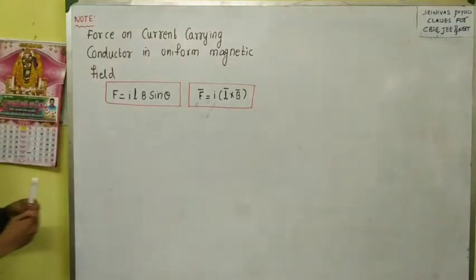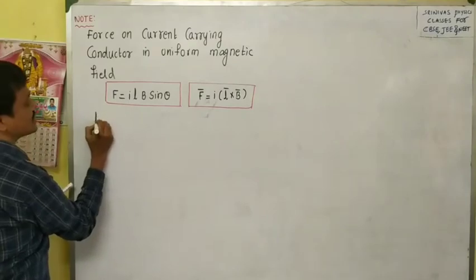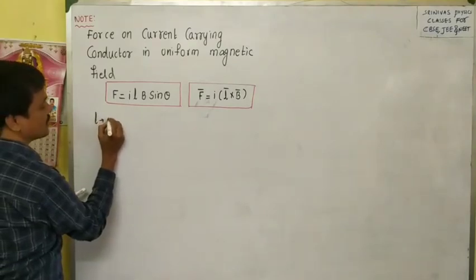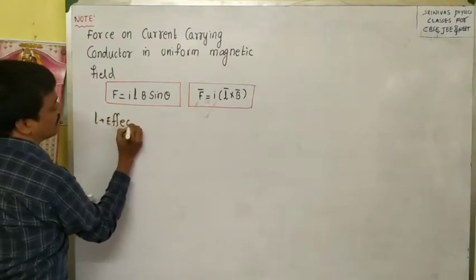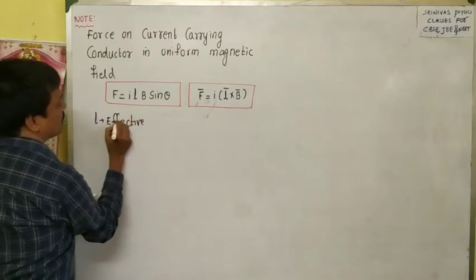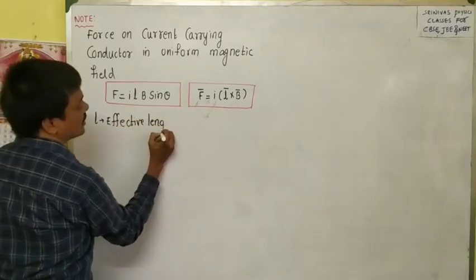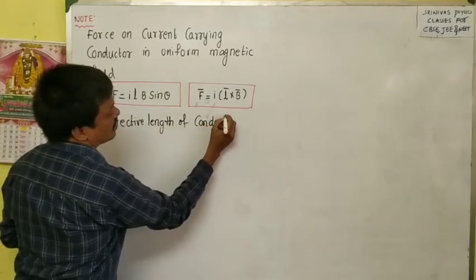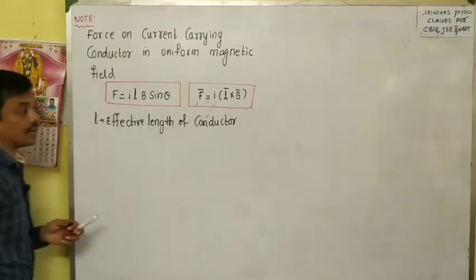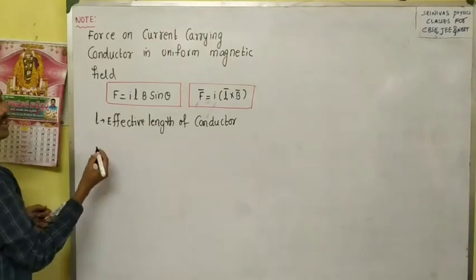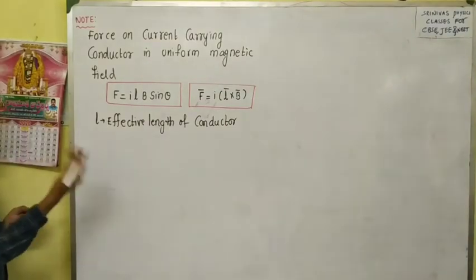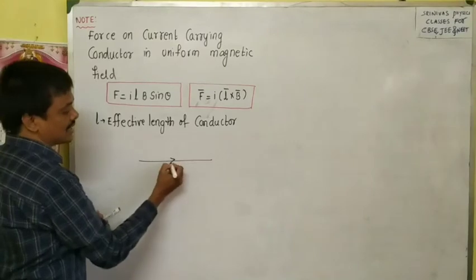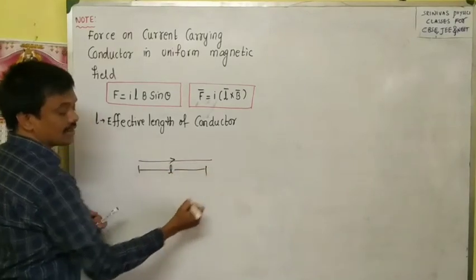Now this is in vector form and this is magnitude form. What is L in this? L is the length of conductor, but we have to take the effective length of conductor. What is effective length of conductor? If the conductor is not in a straight line, okay? L is the length of the conductor.